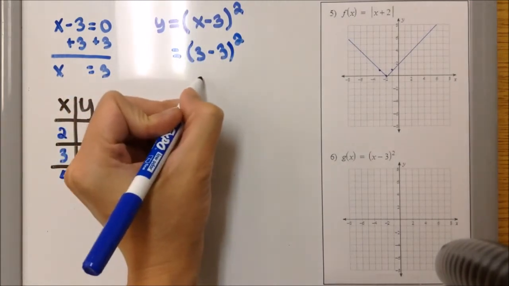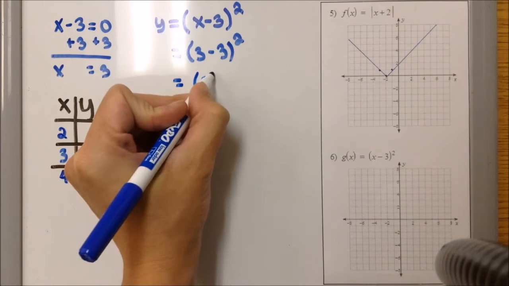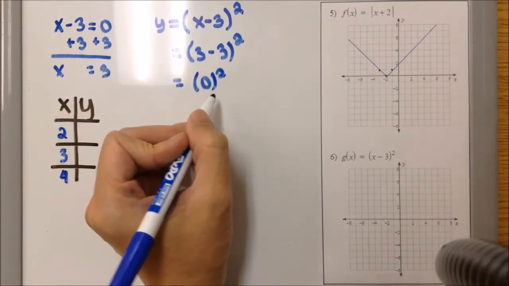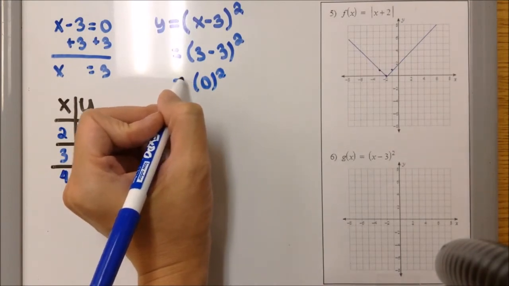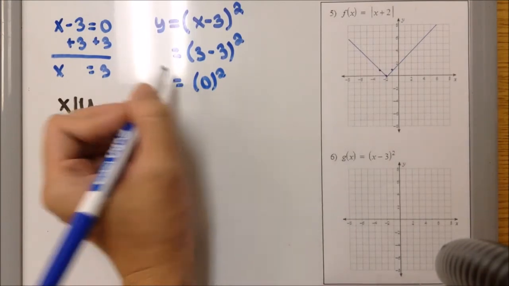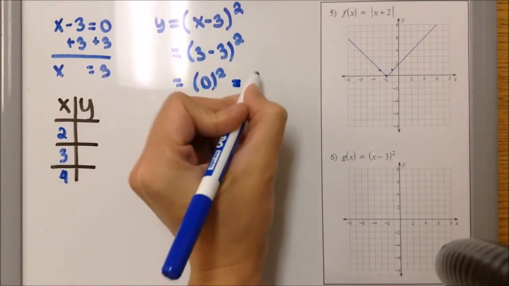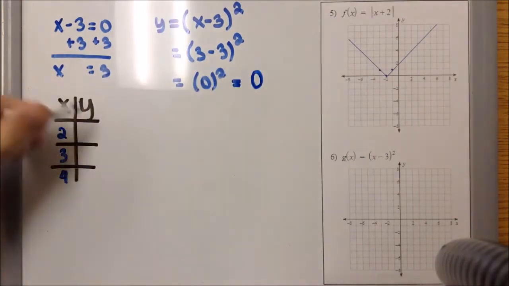So 3 minus 3, that's 0. Now I'm going to keep the parentheses because it's the best habit to have, especially when you have a number in the front, including, and most importantly, if it's a negative. So 0 squared, that is just 0 times 0, and that's 0.